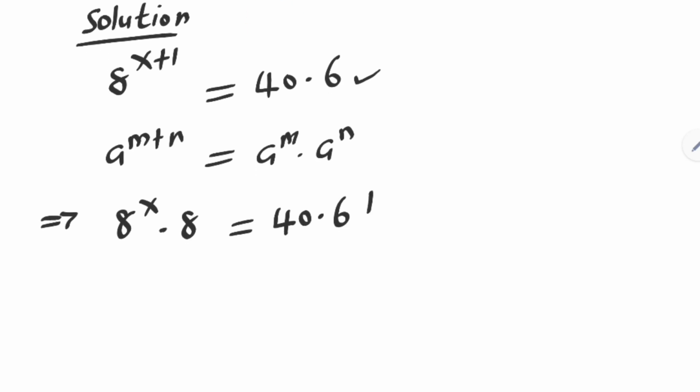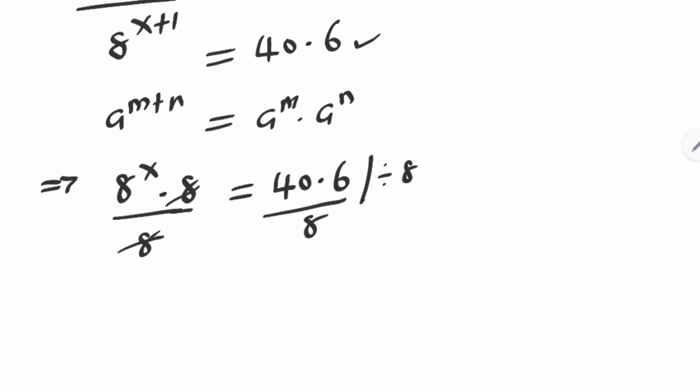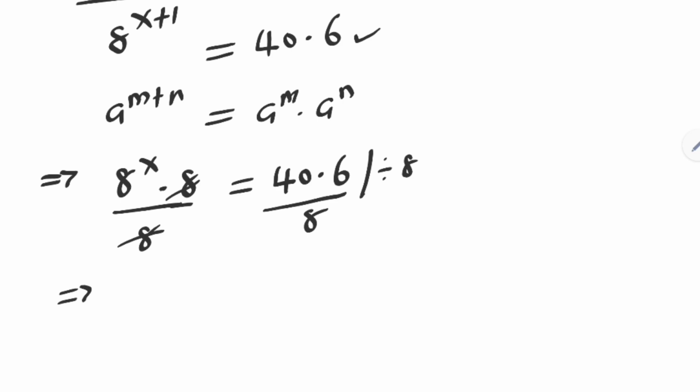Let's divide the whole of this equation by 8. Then this divided by 8 and this divided by 8. This 8 cancels this 8. 8 raised to power x is equal to 40 multiplied by 6 over 8.